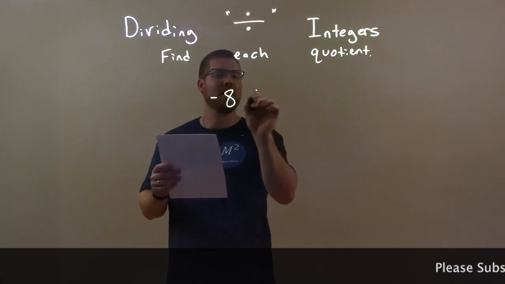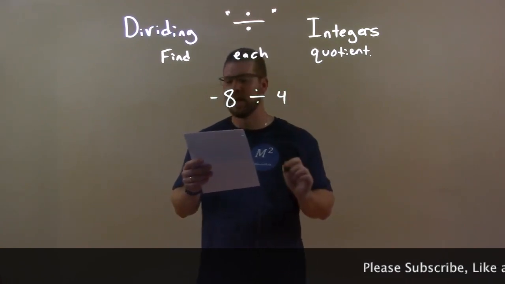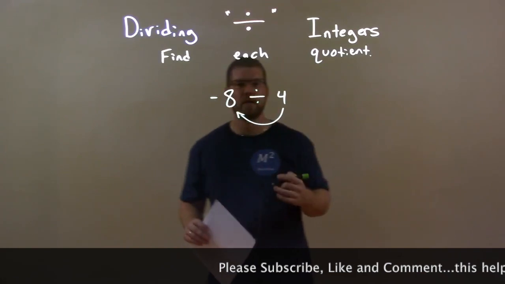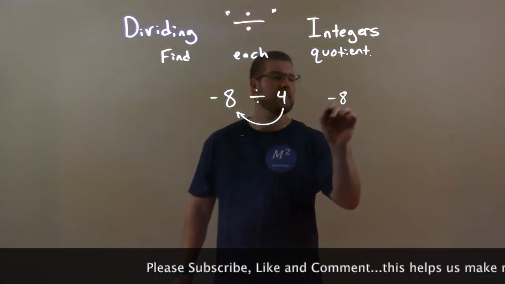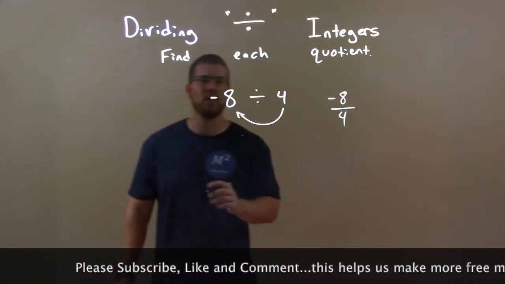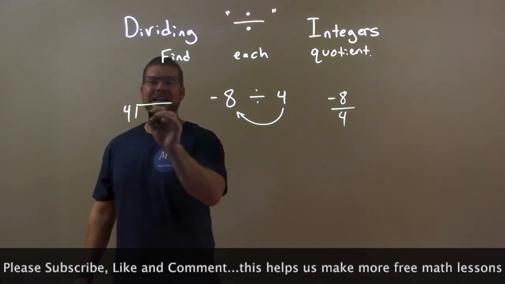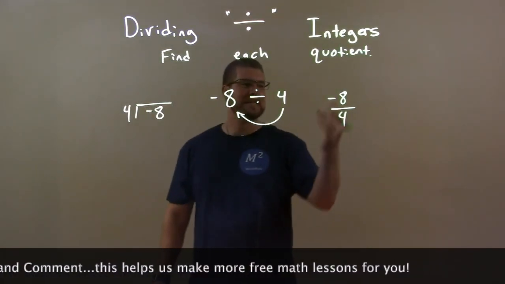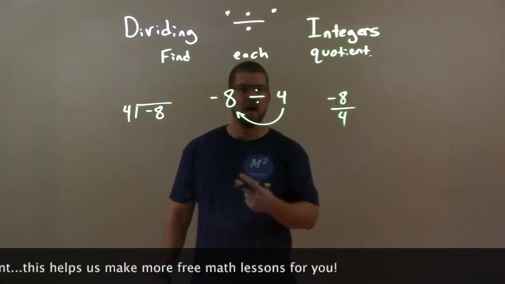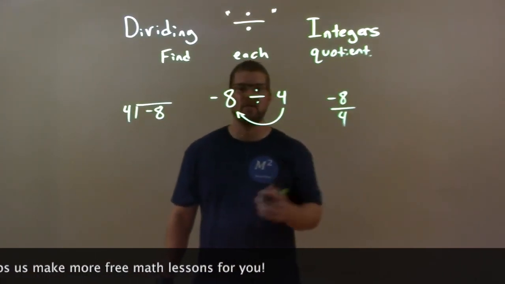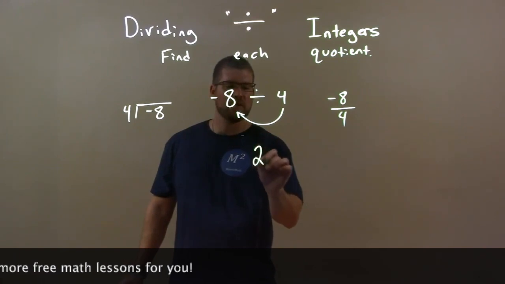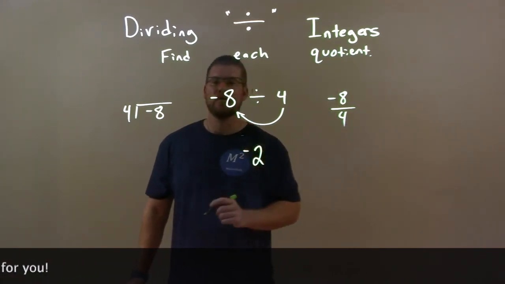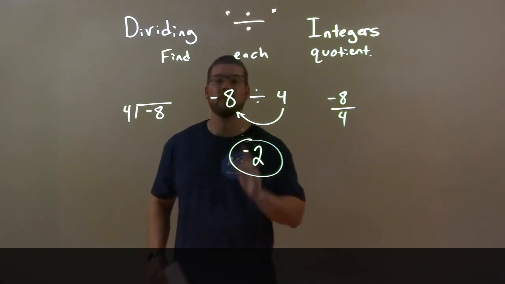-8 divided by 4. Okay, so they're asking us how many times does 4 go into -8? As a fraction, it looks like this: -8 over 4, or 4 going into -8. Okay, well, 4 goes into 8 2 times, right? 2 times evenly. 4 times 2 is 8. So our answer here is just going to be 2, but a negative divided by a positive is a negative. So we have a -2, and that is our final answer.